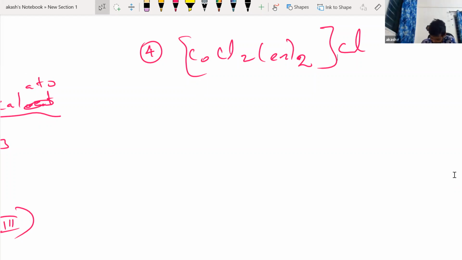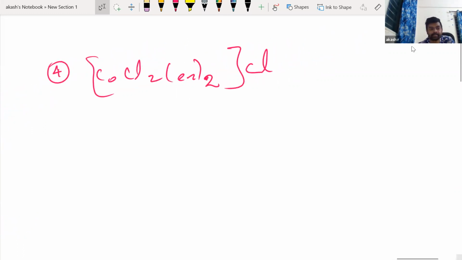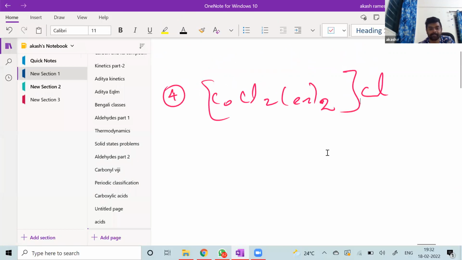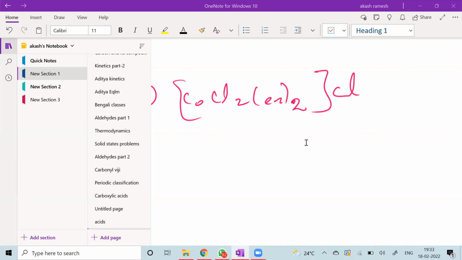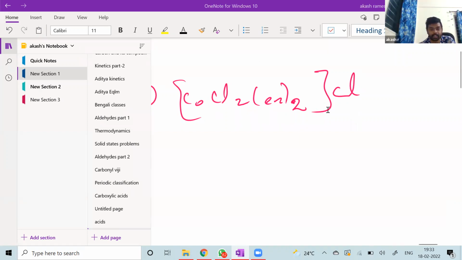Anybody wants to tell me what is the name? Nobody wants to tell me the name. What is the name, people? Maybe I'll ask one specific person. That'll be fine. Okay. Akshaya, are you there? Akshaya. Okay. Can you tell me the name of this compound?